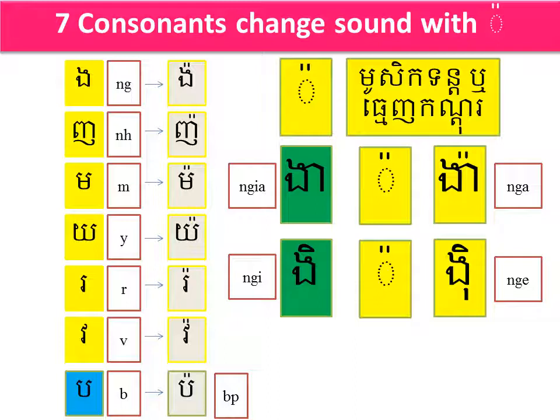And for bo, it is the same. So bo becomes bo. I will read one by one. Ngô becomes ngò, nhô becomes nhò, mô becomes mò, dố becomes dò, rố becomes rò, vố becomes vò, bó becomes bò.